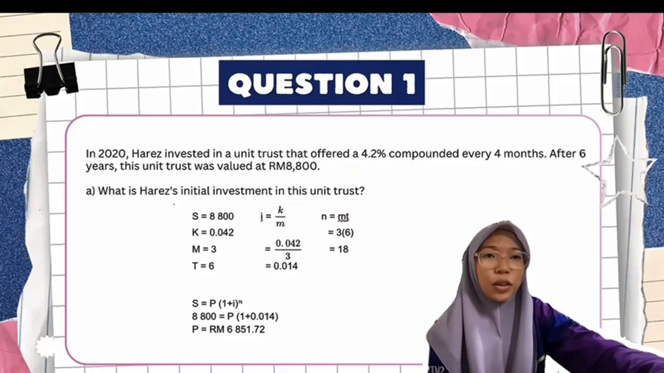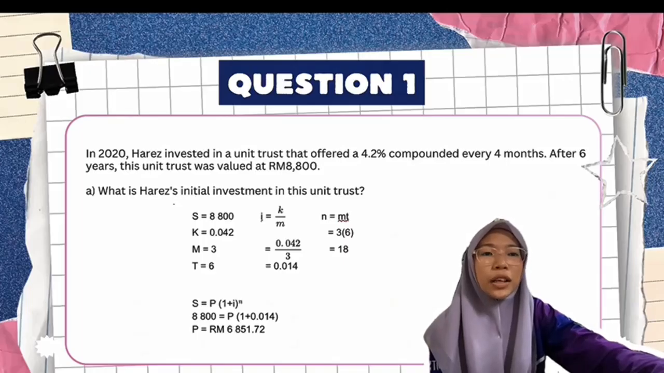Now, we need to determine how many times the interest is compounded over the full 6 years. With 3 compounding periods in each year, multiplied by 6 years, we get a total of 18 compounding periods. With all this information, we use the compound interest formula, which is S equals P times the quantity 1 plus I raised to the power of N. Here, S is the final amount, P is the initial amount, I is the interest per compounding period, and N is the total number of periods.